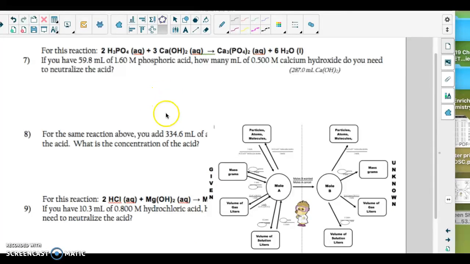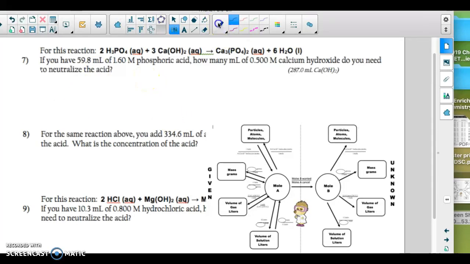Okay, for this next problem, we have a lot of different numbers here kind of going on. So we have 59.8 mL of 1.6 molar phosphoric acid. So phosphoric is this. So that's going to be my A. And then they want to know how many milliliters of 0.5 molar calcium hydroxide. So the calcium hydroxide is going to be my B.